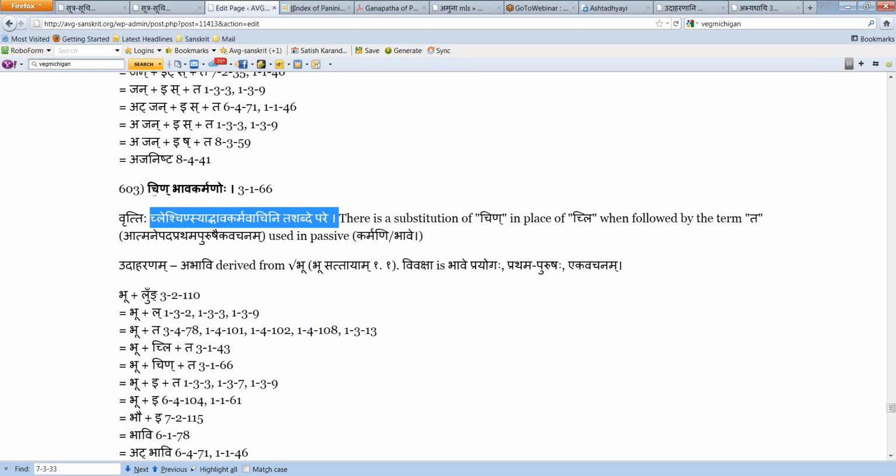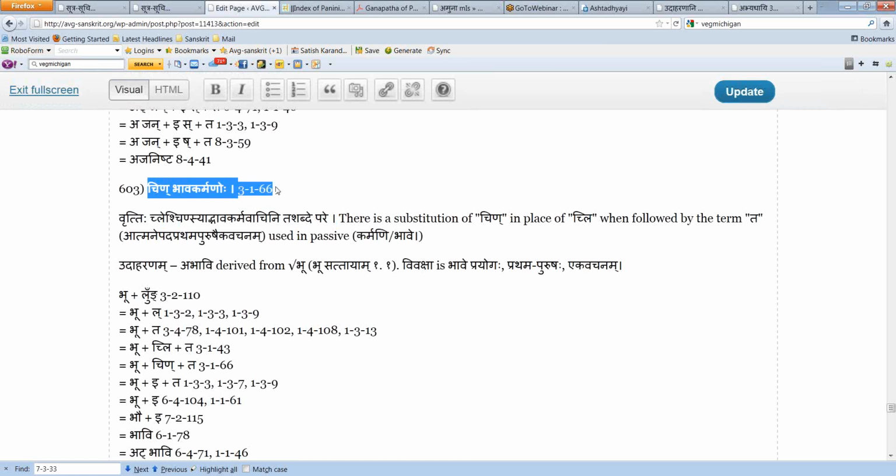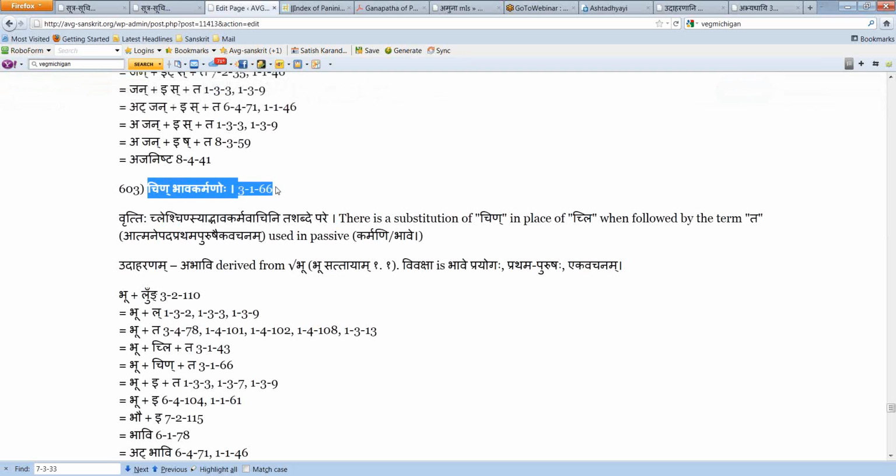Now this applies to any dhatu. This is a very important sutram. Among the various forms of lung, this is an important form. If you don't know this sutram, you'll be trying to understand what this form is: Abhavi, Ajani, Akari, Apuri, Adarshi. What are these forms? Otherwise, it'll be difficult to figure out what this form is. So Chinbhava Karmanoho applies to any dhatu. Following any dhatu, Chilesh Chin Syat, bhava karma vachani, again, ta shabde pare. Let's not forget that.